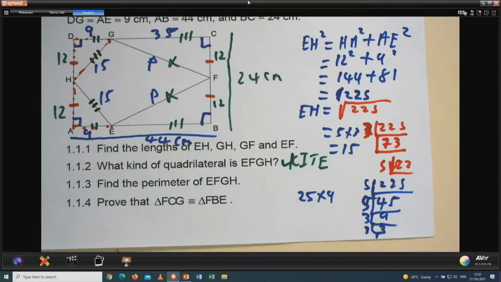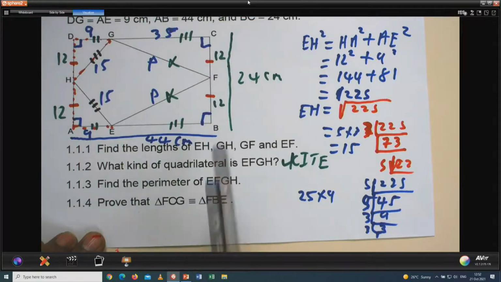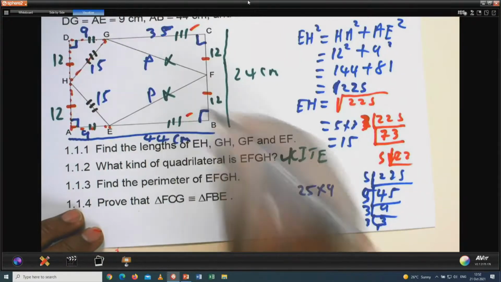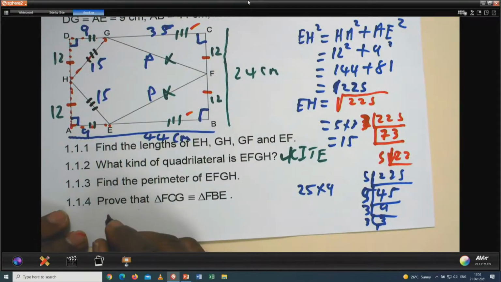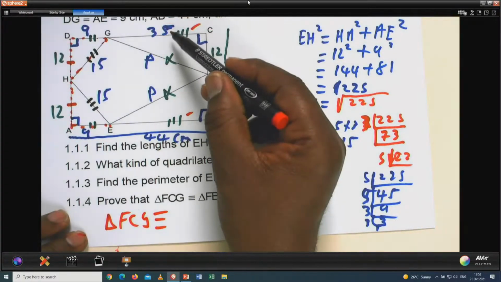Let's close it with proving congruency. Already, I think we have done it. Prove that FCG is congruent to FBE. You see, because you have marked already. This side equals that side. Triangle FCG. Congruency. Therefore, that side equals that side.